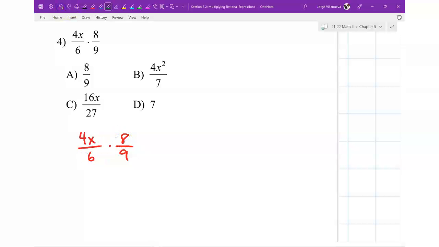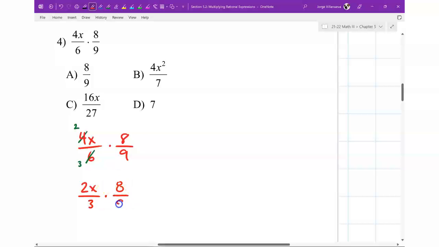Me personally, I like dealing vertically if I can before I go diagonally. So I'm actually going to reduce 4 over 6, okay? I can divide 4 by 2, so 4 divided by 2 is 2, and I can divide 6 by 2 as well, so 6 divided by 2 is 3, okay? So to rewrite my next step, this is 2x over 3 times 8 over 9, okay?